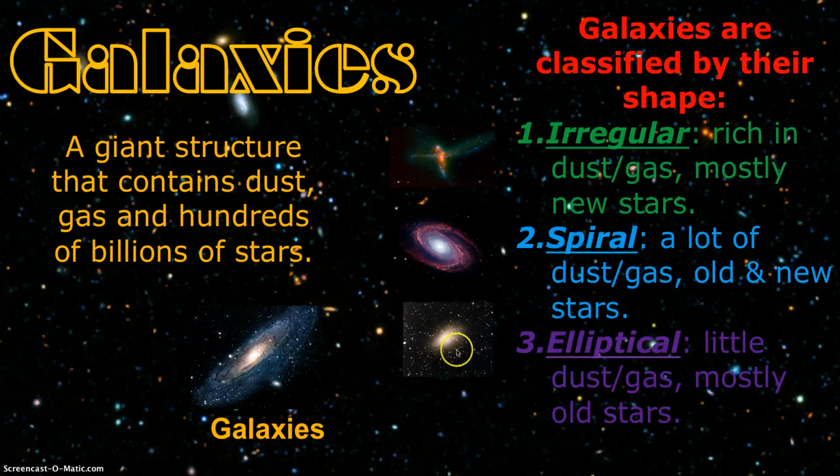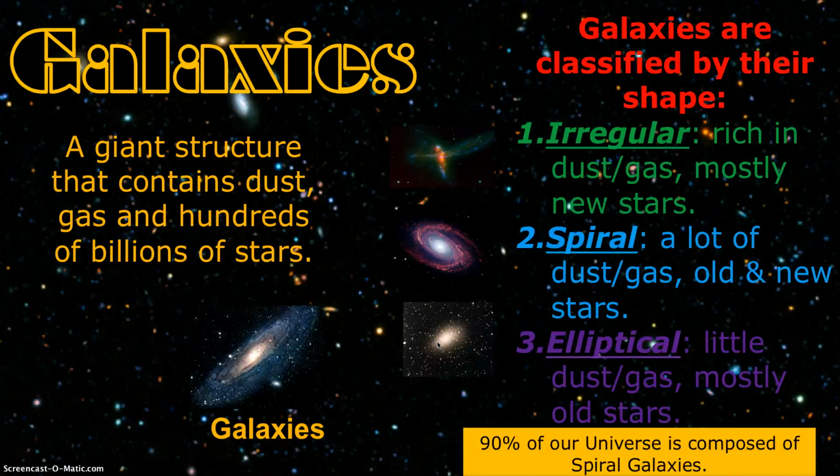In fact, the elliptical galaxy is nothing more than a leftover central bulge. And so eventually this spiral galaxy will be nothing but this leftover central bulge, and at that time it will be an elliptical galaxy. So galaxies kind of evolve from irregular galaxies into more organized spiral galaxies and eventually into elliptical galaxies. 90% of our universe is composed of spiral galaxies, which tells us that our universe is still relatively young. It's about 14.5 billion years old and probably has another 14.5 billion years to go.